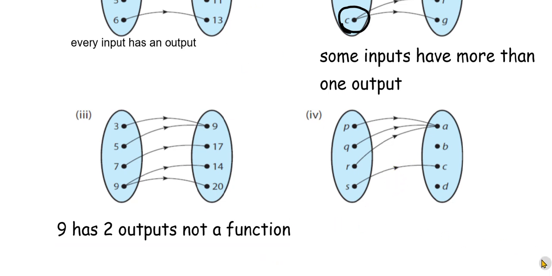What about part 4? Function or not a function? What do you think? You think it's not a function? Why? Alright, so this is a function. Outputs don't have to connect to inputs. It's only inputs that have to connect to outputs. It is a function. All inputs have an output.